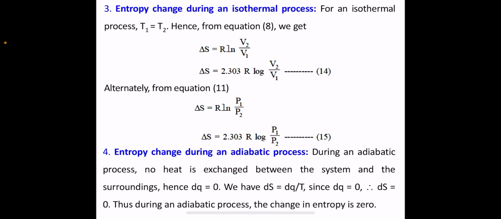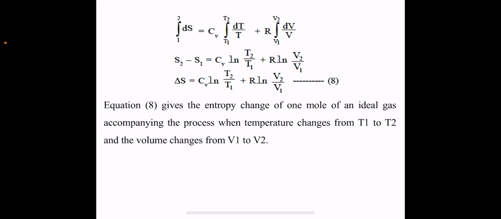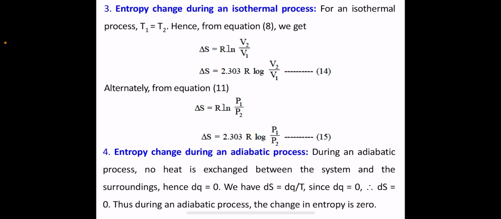And the third different process we are going to see is the isothermal process. Isothermal process means temperature is kept constant, that is T1 equals T2. So from equation 8, we are going to take equation 8 in the same way. Here temperature is kept constant, so that means T2 equals T1. That is why this equation takes the form delta S equals R ln V2 divided by V1.